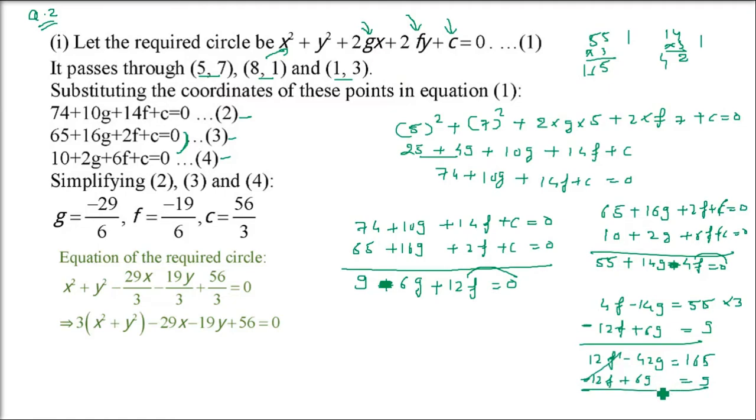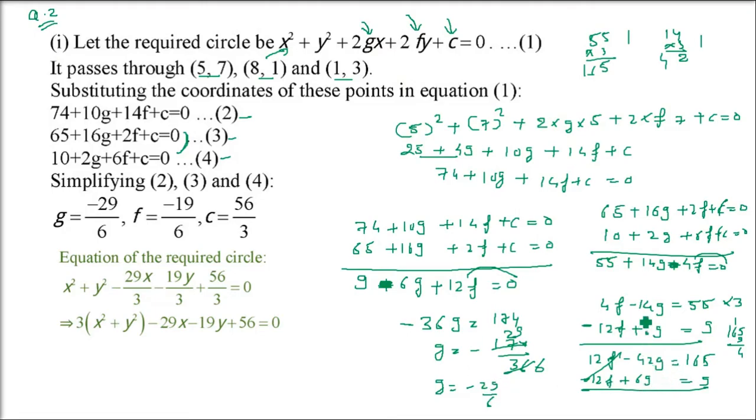Just add these two. And 6 minus 42 is minus 36. 36g equals 165 and 9 you just add, you'll get 174. So g will be negative 174 by 36. So just say 6 times 6 is 36, 6 times 9 is 54. Okay, now g is minus 29 by 6.